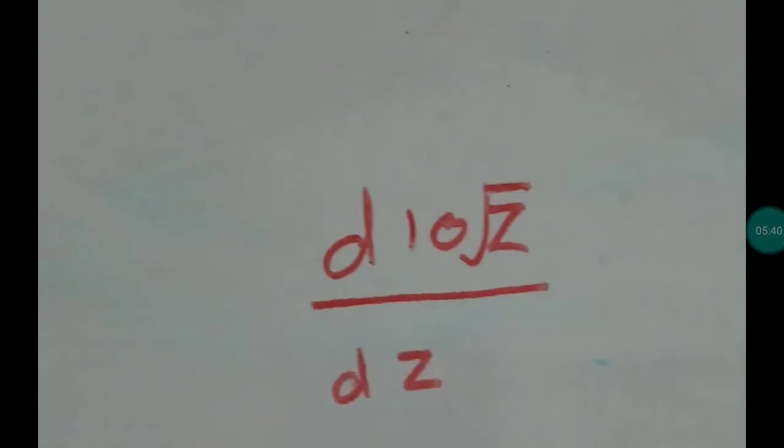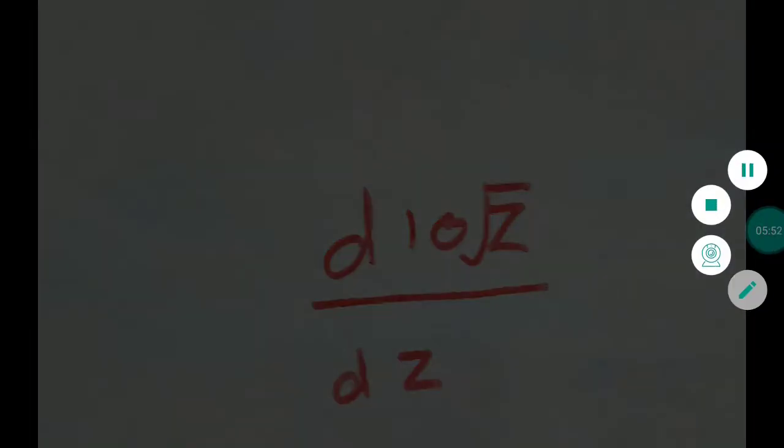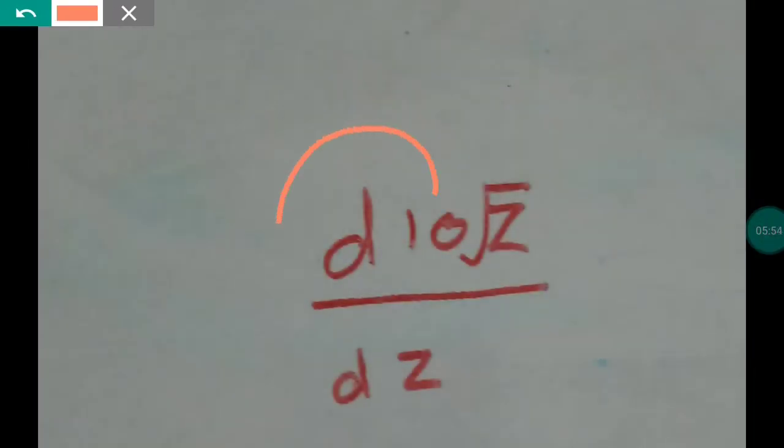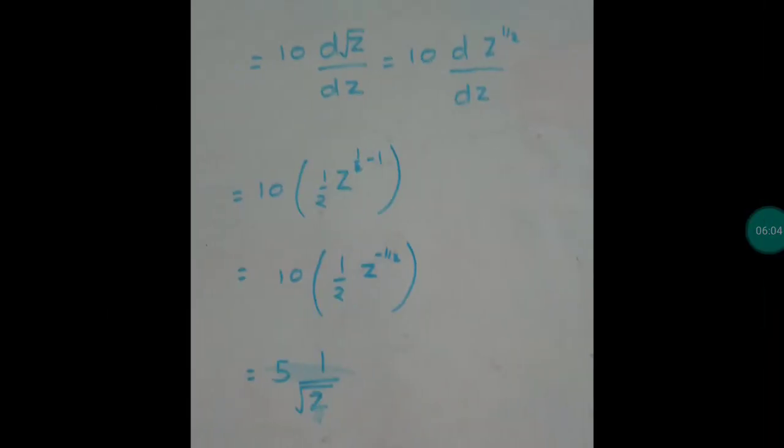Okay. Now another example, d/dz of 10 square root of z. Now what is to be done? Identify this 10. 10 is what? 10 is a constant. So what will happen to 10? 10 will simply come out. 10 will be written outside like this. And then what will remain? d/dz of square root of z, that you can solve by yourself. Let us see the solution.